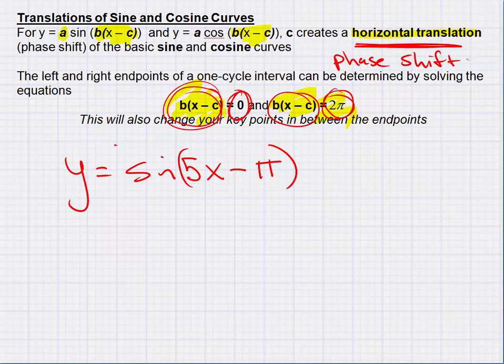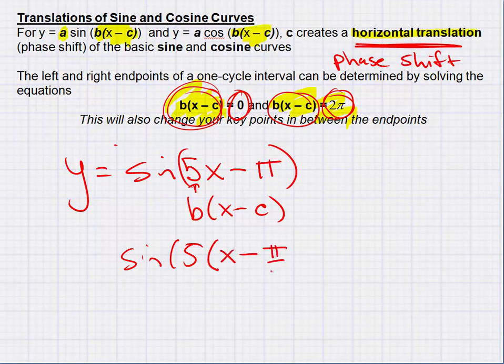So this is not going to tell me accurately what the phase shift is, because I don't have it in the form I want. The form I want is b times (x minus c), and this isn't there. What I have to do is factor b out, essentially. B being this coefficient in front of the x. So if I want to write it this way, what I really should do is write this as sine of 5 times (x minus pi over 5).